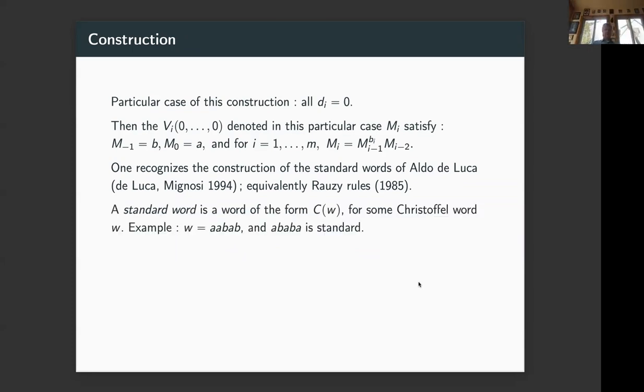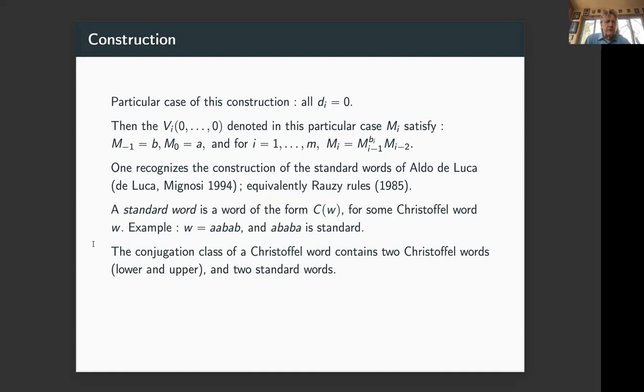Now let me recall what a standard word is. A standard word is obtained from a Christoffel word by applying the conjugator once: taking the first letter and putting it at the end. For instance, if you take the Christoffel word AABAB, you put A at the end, and you obtain ABABA, which is a standard word.